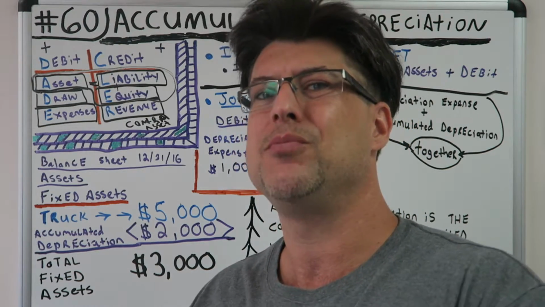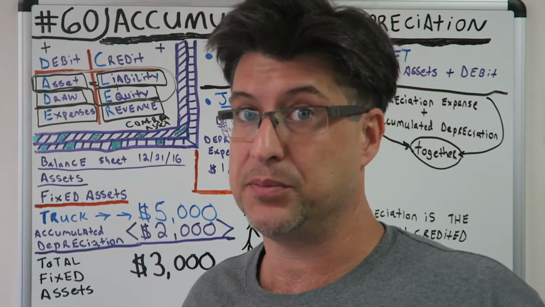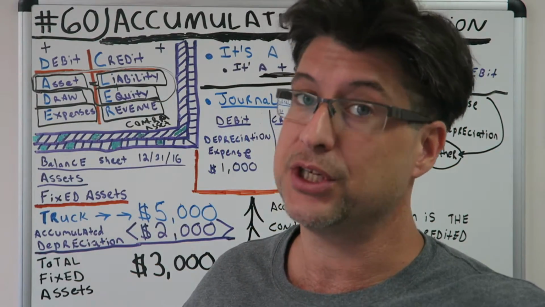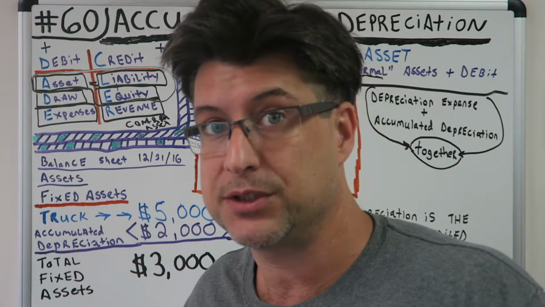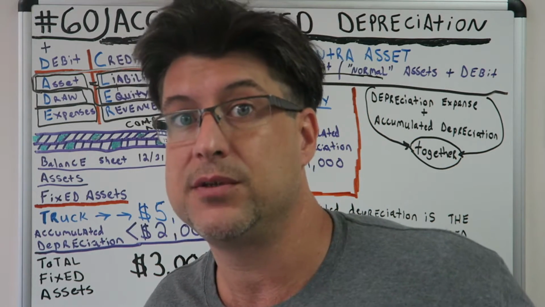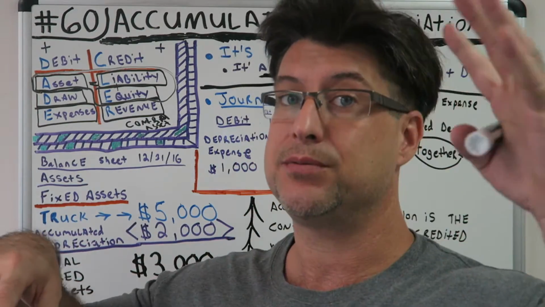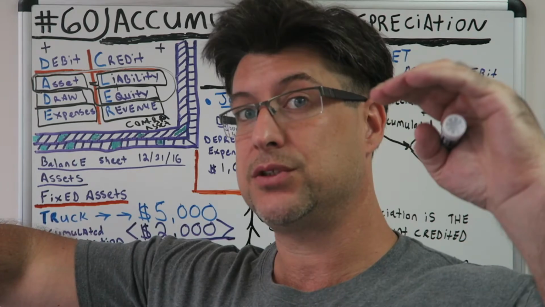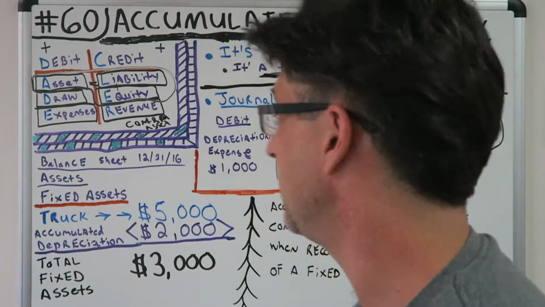Let's think about what accumulated depreciation is. It's depreciation that accumulates. You have depreciation expense from one year, and it goes in your accumulated depreciation pile. You have depreciation expense in another year, and it goes in the accumulation pile. Every depreciation expense goes over to accumulated depreciation as well. And it accumulates. It keeps going up and up and up every year.